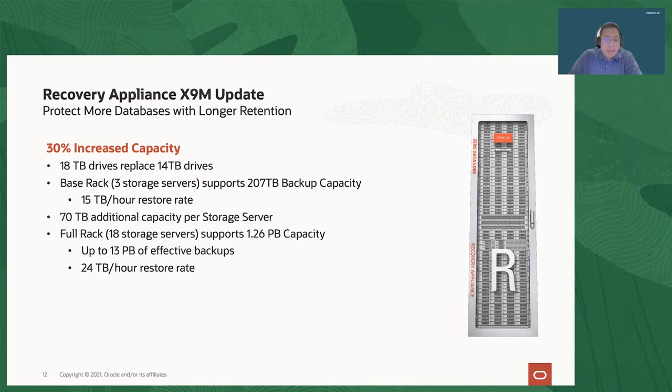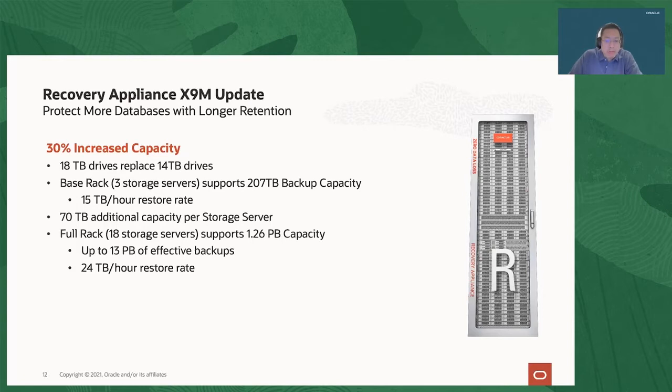And a base rack, which is our starting configuration of 3 storage servers, now supports over 200 terabytes of physical backup capacity. This system can achieve 15 terabytes per hour for restore rate. And this is over our 25 gig network, and you can have either 10 or 25 gig as well. Each storage server adds 70 TB of additional capacity, and we have a full rack, which is 18 storage servers, the max filled rack, if you will, supporting over 1 petabyte of usable capacity.